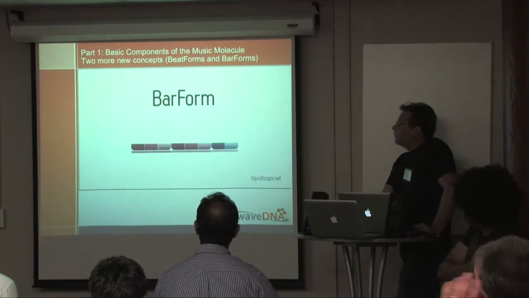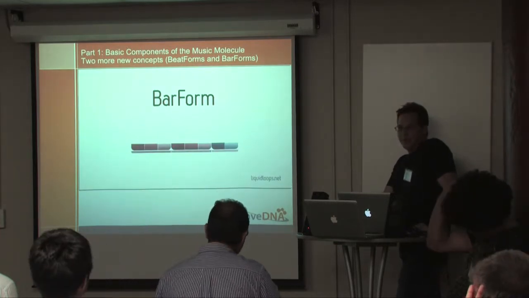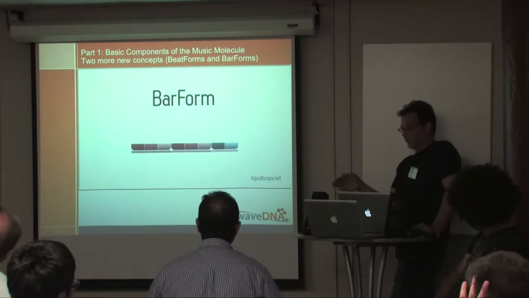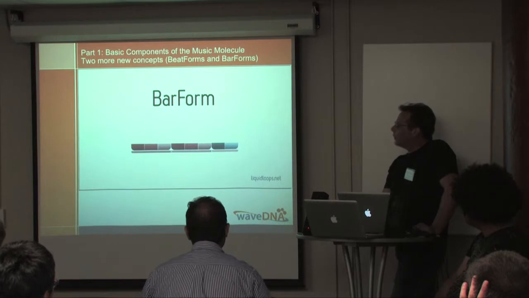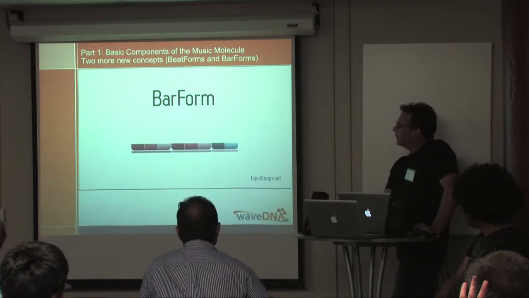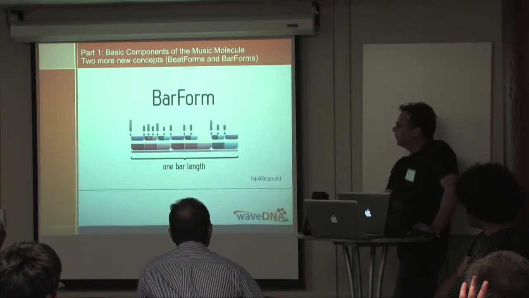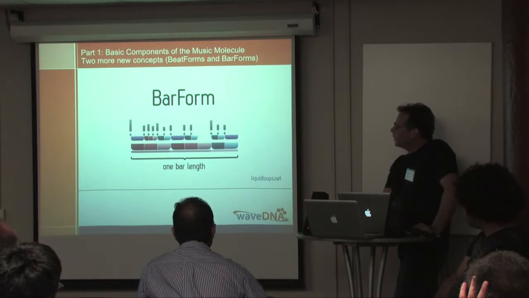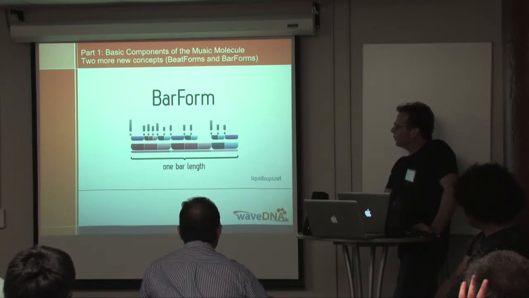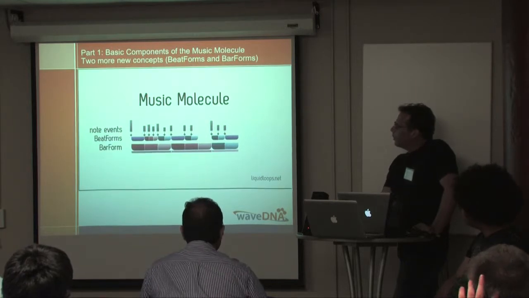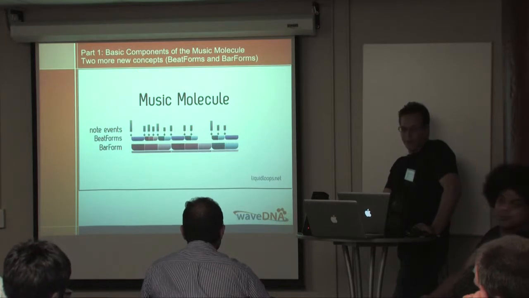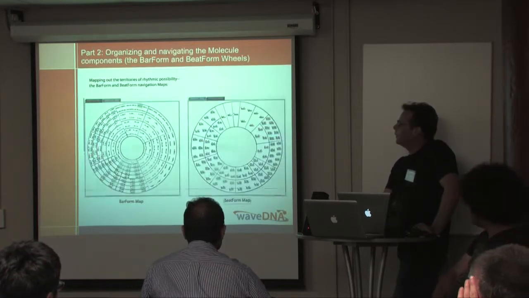This is a bar form. Bar forms are used to collect beat forms as they occur across a bar of music. So they also organize things into groups of 2s and 3s in the same way that beat forms do. As you'll see there, a bar form is 1 bar long. Each of the beat forms is 1/8 note. So bar forms collect beat forms, which collect and organize note events in the MIDI signal.